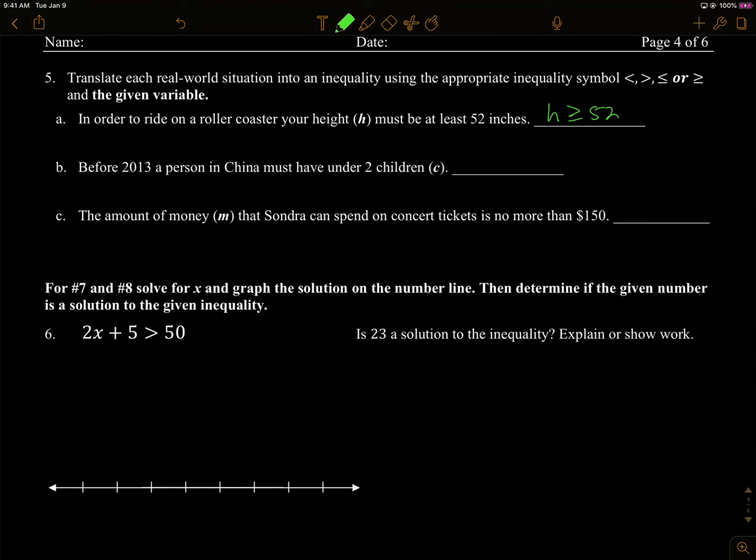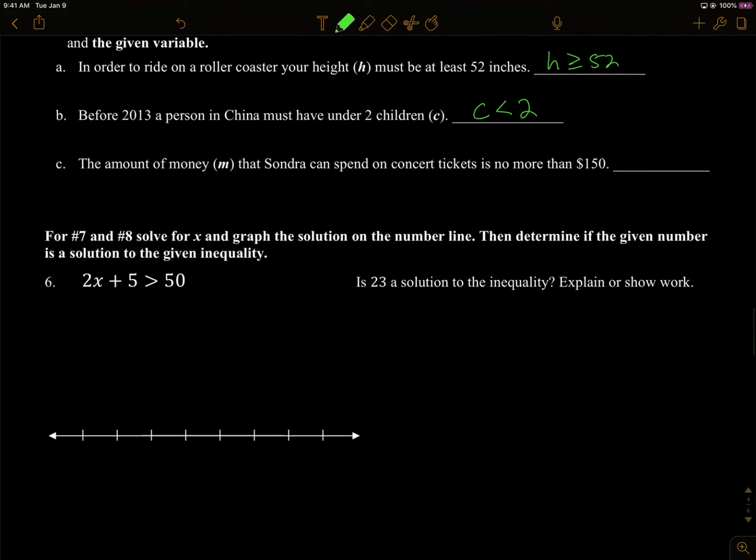Before 2013, a person in China must have under 2 children. So children will be represented as C. So C has to be less than 2. You heard that correctly. Before 2013, you were allowed to only have 1 child in China. 2 is not okay. That's why C is less than 2. And we said under 2 children. And of course, you can't have half a child. So you were only allowed to have 0 or 1 children before 2013. The government has since relaxed the one-child policy.